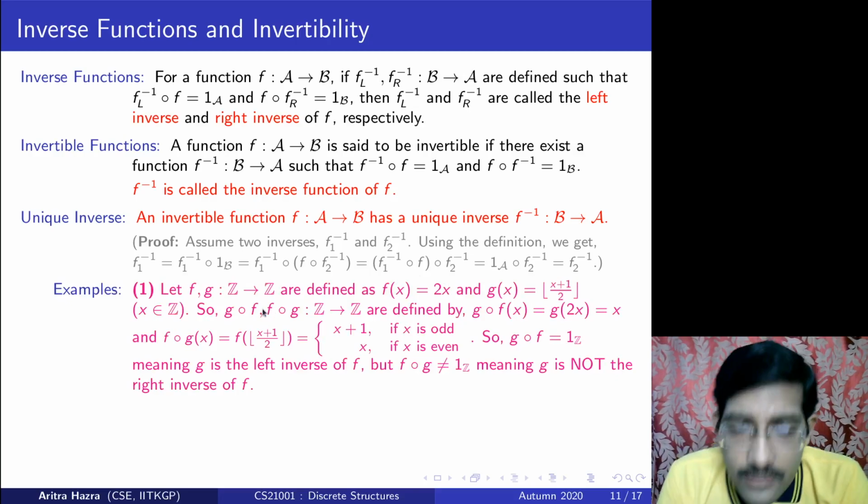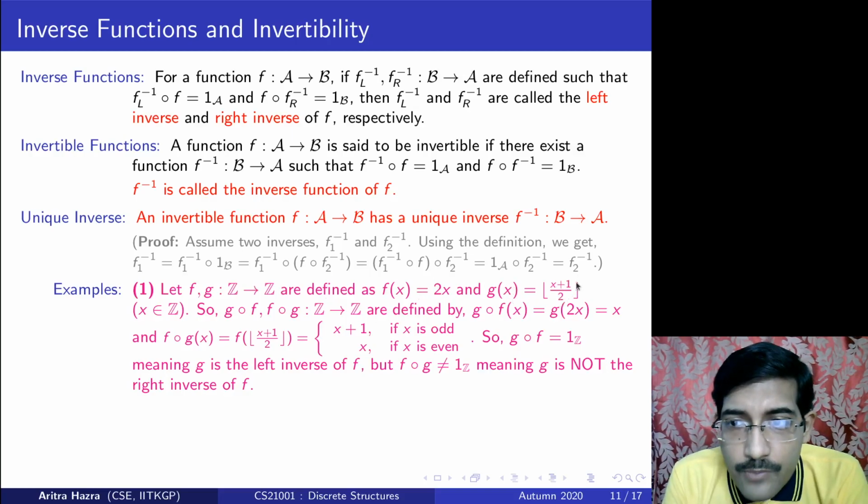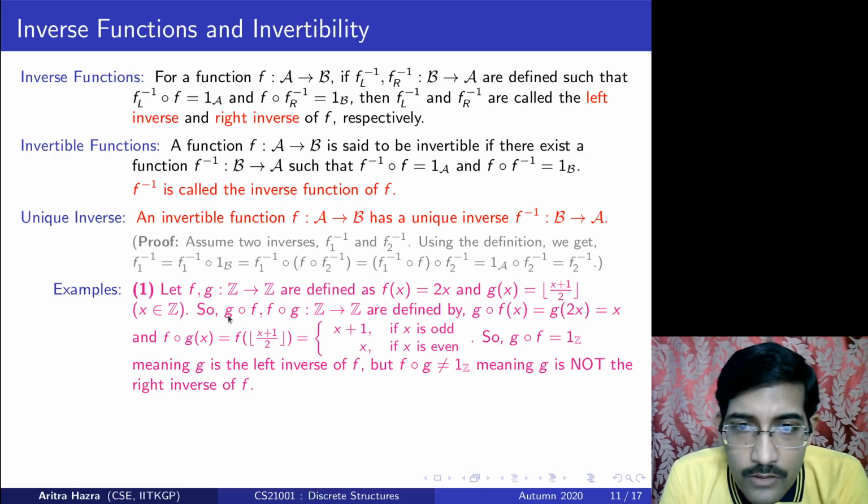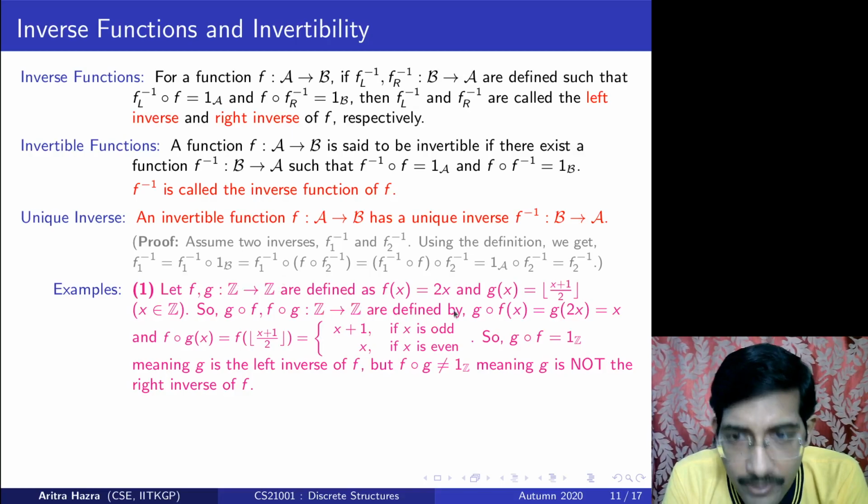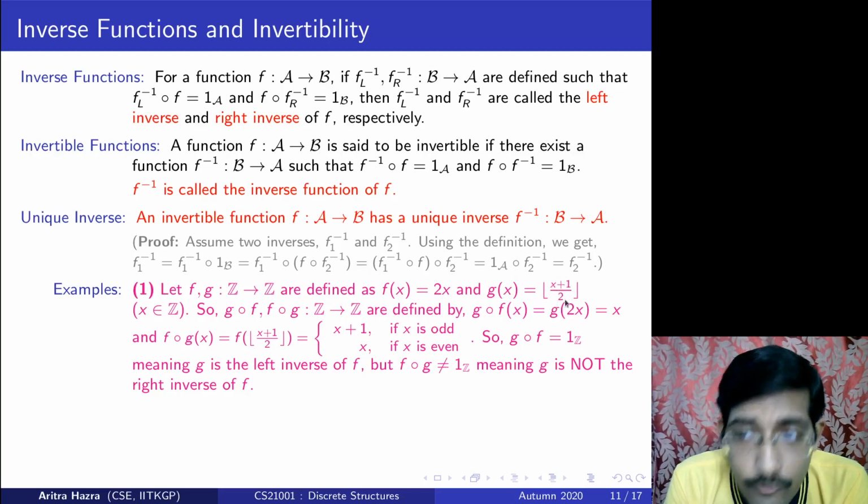Let us give an example. Two functions from integers to integers are defined: f(x) is 2x and g(x) is the floor of (x plus 1) by 2. The two compositions g∘f and f∘g are both defined from Z to Z because it is the same set from and to which we are mapping. So (g∘f)(x) is basically g over f(x), which is 2x. So g over 2x gives the floor of (2x plus 1) by 2. It is x plus half, which we are flooring. x is an integer, therefore the half doesn't make any difference because we are taking a floor. So it gives me back x.